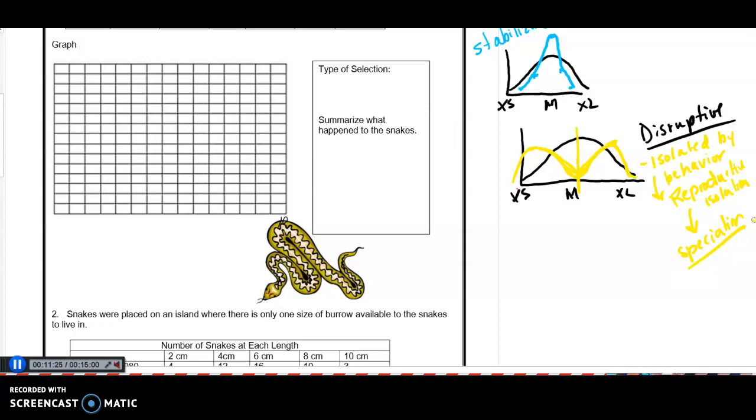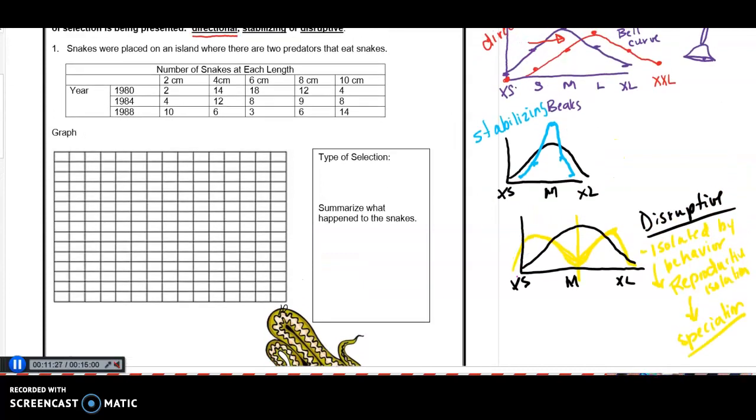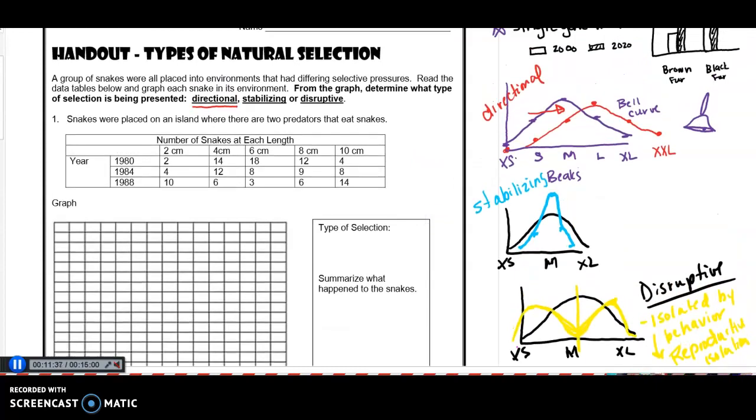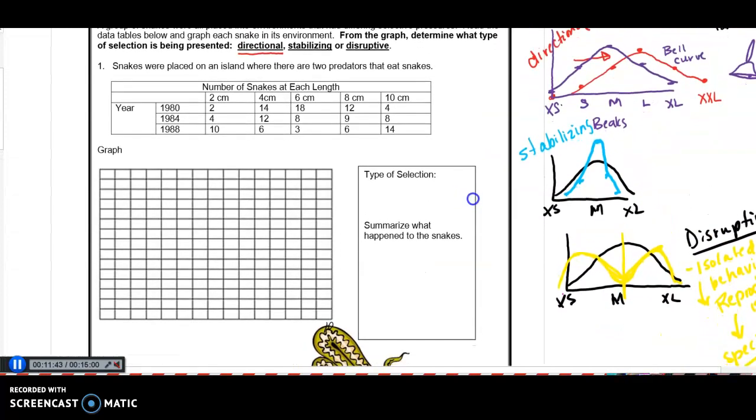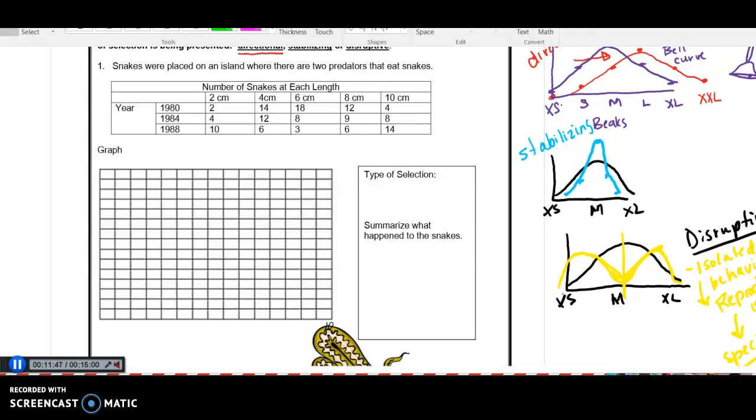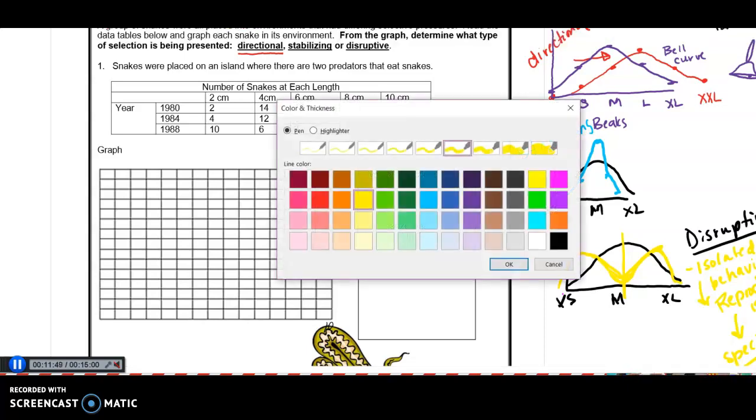So today in this lab activity, what you're going to do is go through and look at data of 3 different sets of data. You're going to graph them, and you're going to identify, is it shifting directionally, stabilizing, or disruptive? Now, just to get you started, make sure that you're looking at your data to know exactly what numbers you should be using.